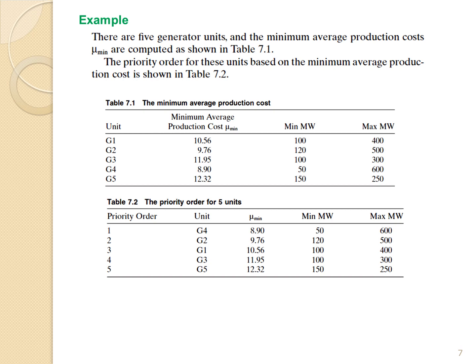So G4 has the minimum average production cost of 8.90, right? It is followed by the second unit, which is unit G2. The third in priority order is unit G1, and then G3 and G5. This is the priority ordering, or ranking, of the units. That is, unit number 4 will be loaded first for a given load demand, and then the next unit taking up the load will be generator 2, then generator 1, generator 3 and generator 5, in that priority order or ranking that has been created here.